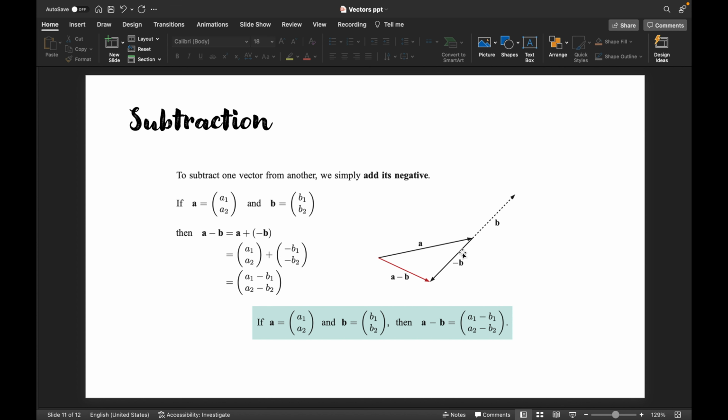And now let's look at the diagram. If this is B, this would be negative B, because it has the same magnitude but opposite direction. And this would be A, and A minus B is A plus negative B, and therefore this would be A minus B.